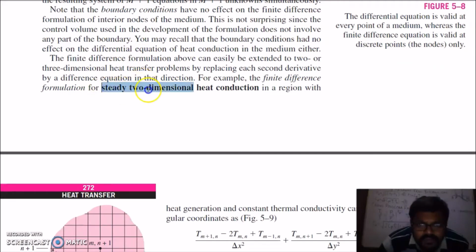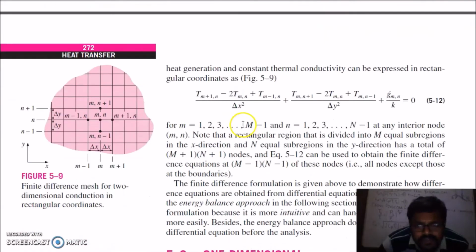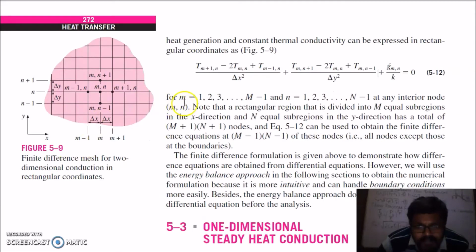You can extend this to two dimensional heat conduction. So in case of two dimensions, you will get this equation here, where you can see this is your finite difference mesh for two dimensions. Here m is equal to 1, 2, 3 to m minus 1 and n is equal to 1, 2, 3 to n minus 1. You can see this is the point (m, n).